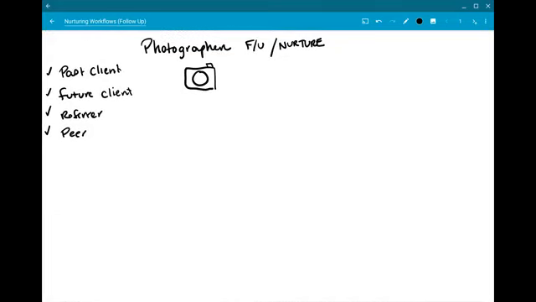Okay, let's start. So the normal photographer follow-up process would start when the project ends. So that last step of the project for a photographer is right after onboarding. So onboarding goes to here, onboard, and then we start the nurture process.